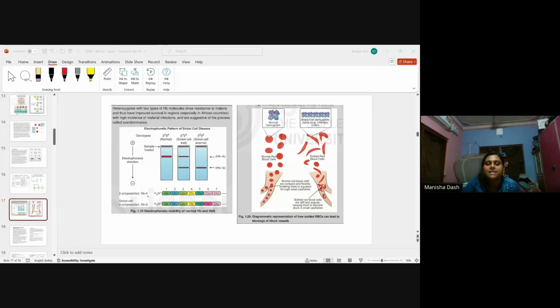But if there is a slight change in the beta globin gene of the hemoglobin, which consists of 146 amino acids, then at the sixth position, in the normal hemoglobin there is glutamic acid. But in the sickle cell hemoglobin, the glutamic acid is replaced by valine. Due to this small change, the shape of the RBC will change from oval to sickle like this.